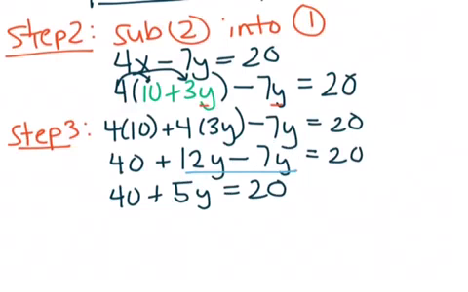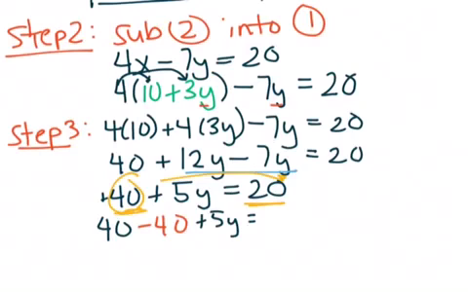We use our skills that we learned in Unit 2. We're looking for like terms. So here I see a 40 and I see a 20. So let's bring this 40 onto the other side. We know how to do that. We're going to write 40. How do you get rid of plus 40? Well, we know we're just going to subtract 40. And then we've got plus 5y equals 20.